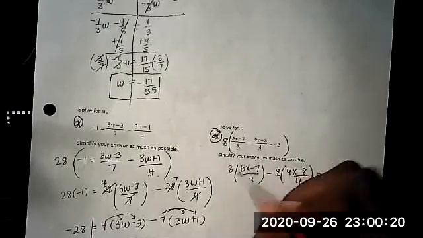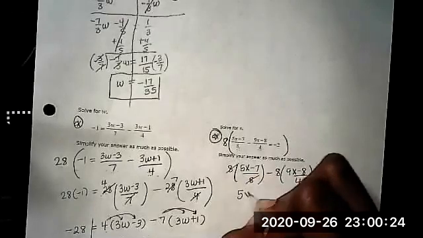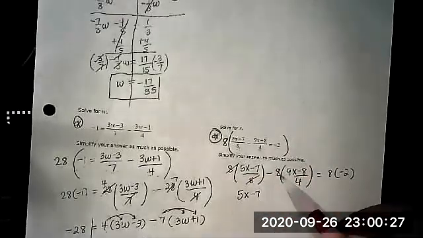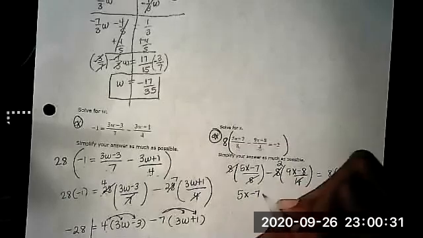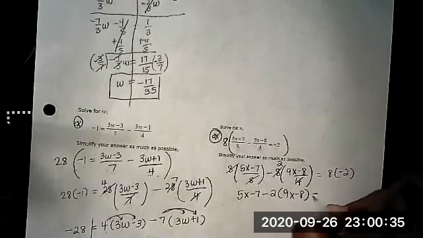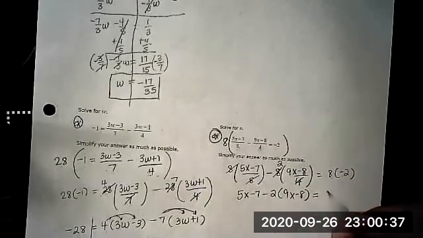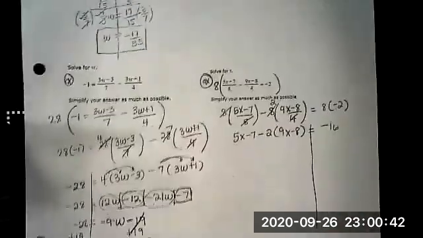Same situation. What happens here, the 8s cancel out. So what's left over is just the 5x minus 7. 4 divides into 8 how many times? 2. So this becomes now negative 2, and then 9x minus 8. And then 8 times negative 2 is what? Negative 16. Okay, that's what's going on there.